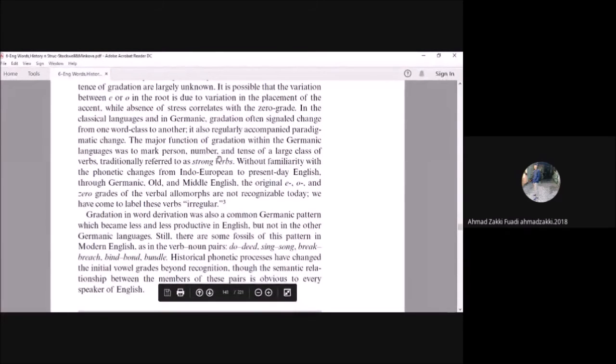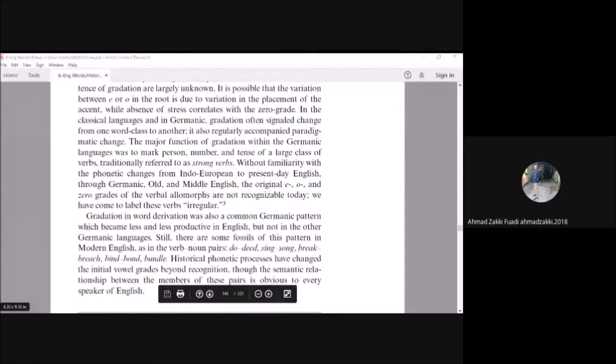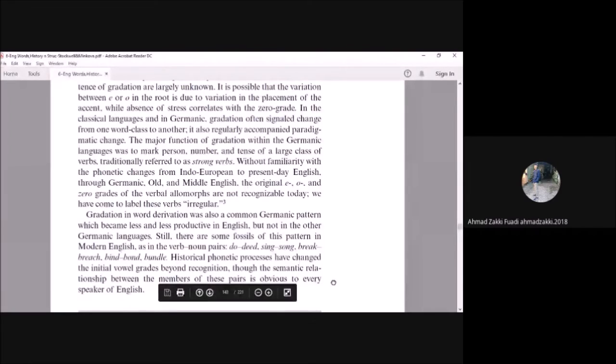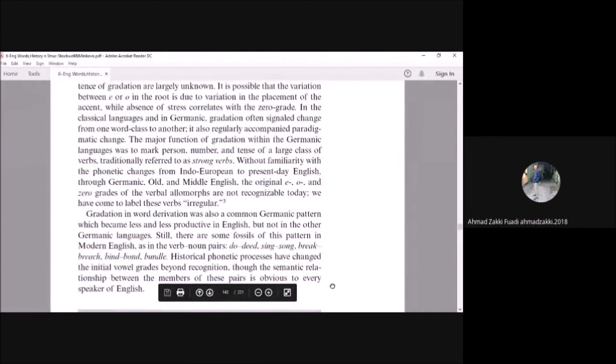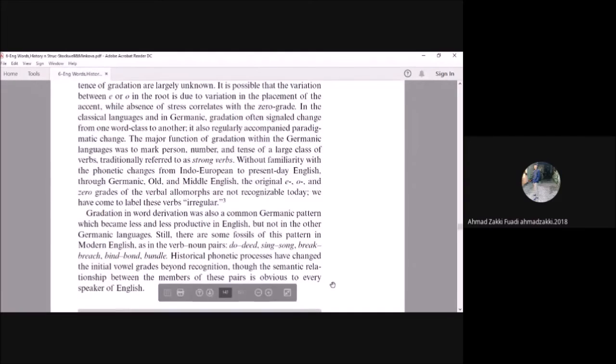Gradation in word derivation was also a common Germanic pattern which became less and less productive in English, but not in other Germanic languages. Still, there are some fossils of this pattern in modern English, as in verb-noun pairs: do, deed; sing, song; break, bridge; bind, bond, bundle. Historical phonetic processes have changed the initial vowel grades beyond recognition, though the semantic relationship between the members of these pairs is obvious to every speaker of English.